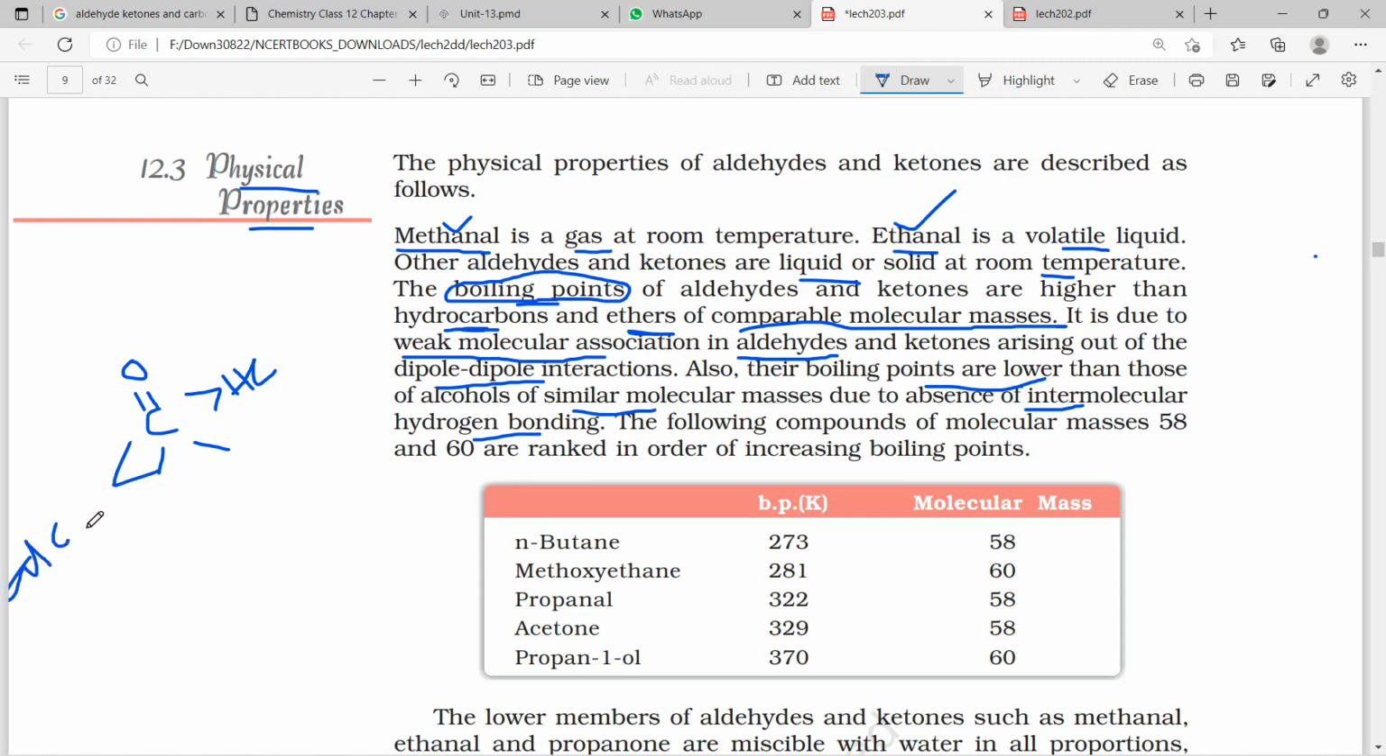What is the reason? Because alcohols have intermolecular hydrogen bonding, but in aldehydes and ketones it is missing, so they have lower boiling points than the alcohols. And they have higher boiling points than the corresponding hydrocarbons and ethers because they have dipole-dipole interactions. That may be the reason for this.